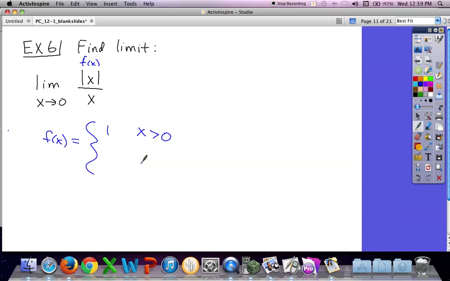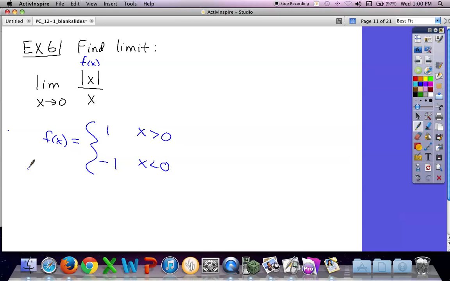But if x is less than 0, if x is negative, what's the effect of taking the absolute value? It makes it positive, right? But the denominator is still negative. So what does this equal? Negative 1.